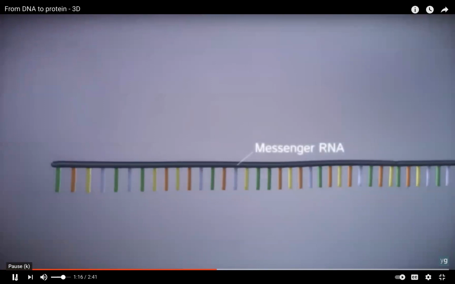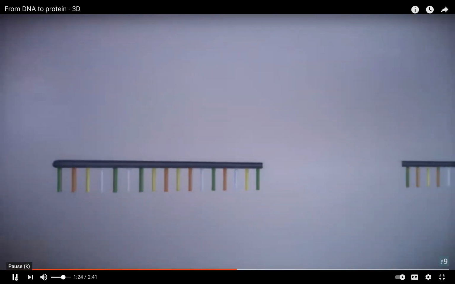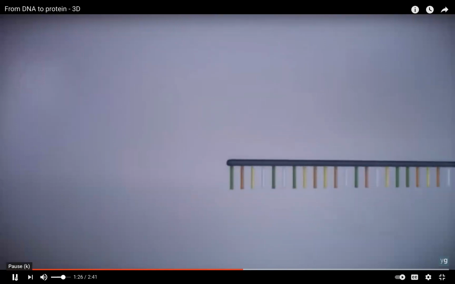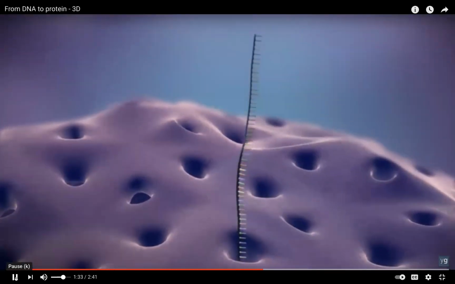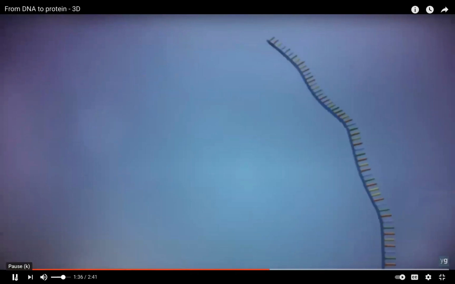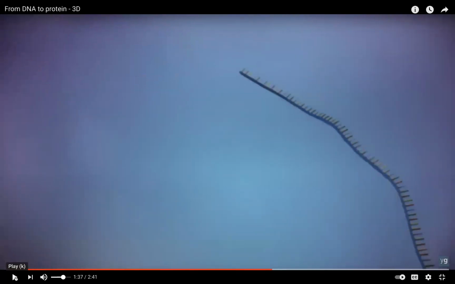Before the messenger RNA can be used as a template for the production of proteins, it needs to be processed. This involves removing and adding sections of RNA. The messenger RNA then moves out of the nucleus into the cytoplasm. Now, either in a loose ribosome that's floating around in the cytoplasm, or the ribosome that's connected to the rough endoplasmic reticulum, which is our main protein factory.